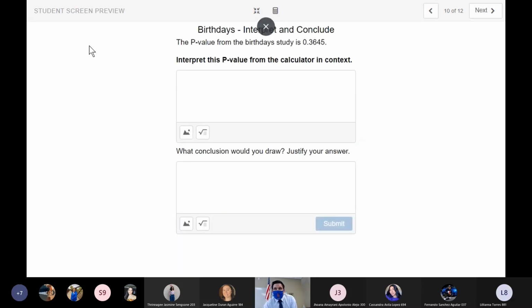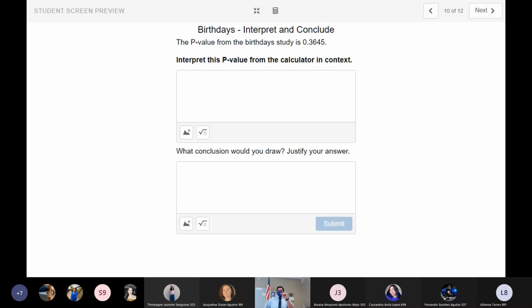Next. All right, this is important. We need to be able to do this part. So our p-value from the birthday study is 0.3645. We use the one from chi-squared CDF. All right. There's two things to do in this part. Interpret this p-value from the calculator in context. When you're interpreting in context, we're saying, what does this p-value mean in terms of the context? This does not say make a conclusion. That is the next question.